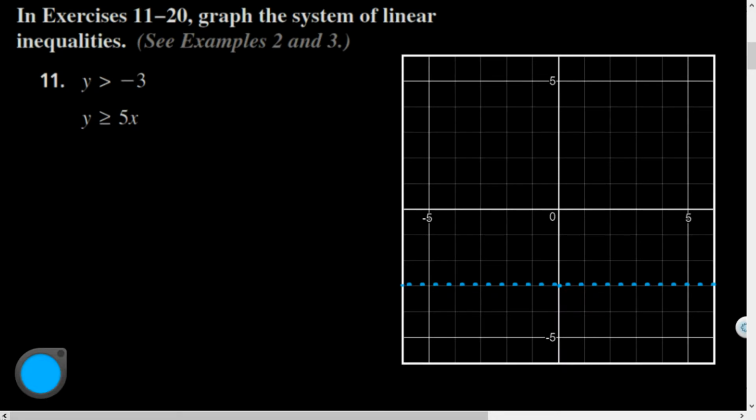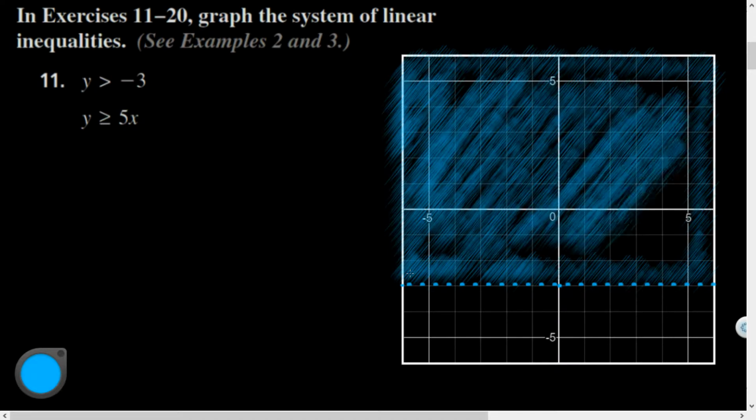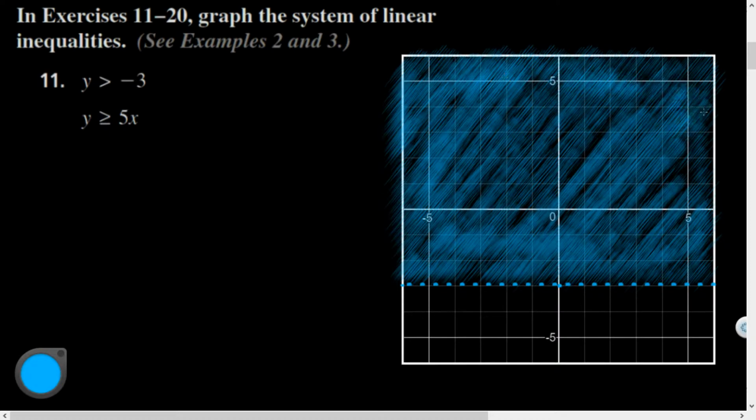So I've got a dashed line, and which way do I shade? Y is greater. Yeah. So the y values that are bigger than this line will be above the line, right? I usually do one blue, one purple. So all of these blue points are solutions of that first inequality. But now I've got to graph the other one on top of it.